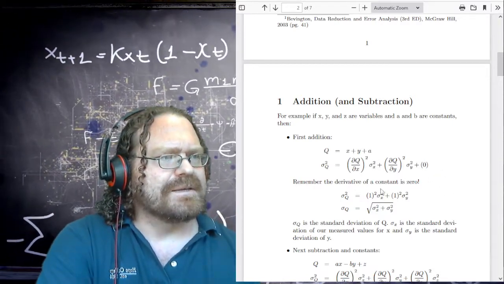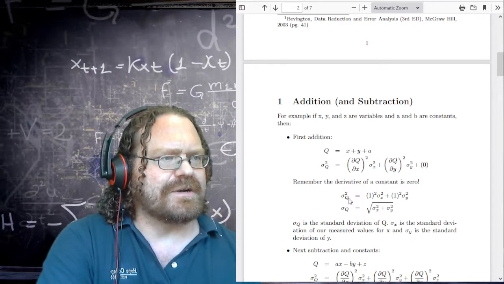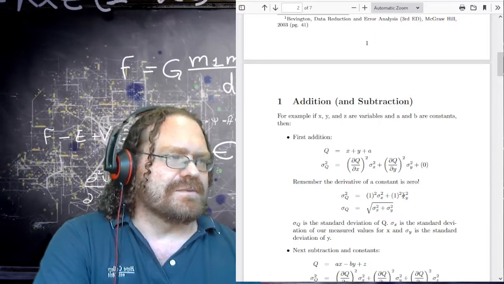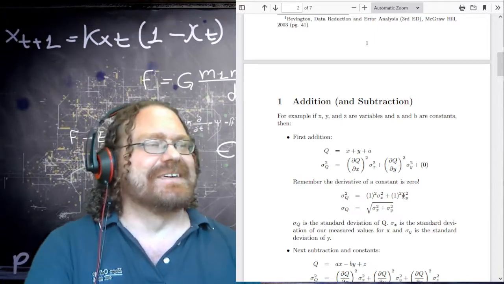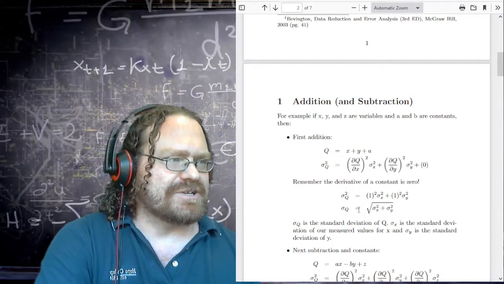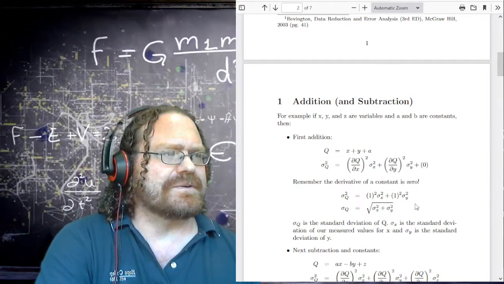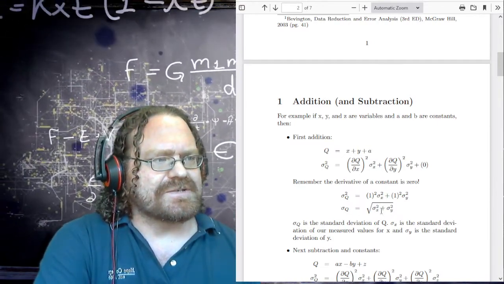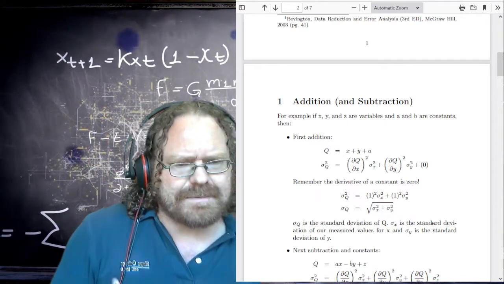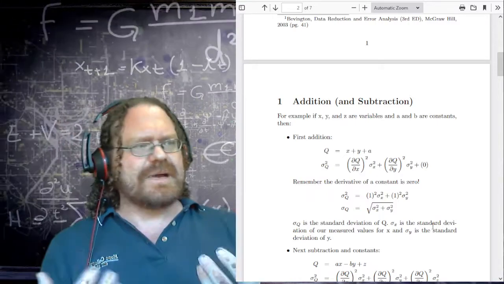Okay, and so sigma squared of q is equal to 1 squared sigma x squared plus 1 squared, and that just goes to 1, sigma y squared. Great. And so the standard deviation of q is equal to the square root of sigma x squared plus sigma y squared. And that should look familiar. You've probably taken Gen Phys Lab, and you remember that formula.